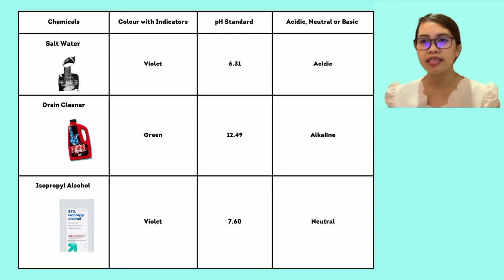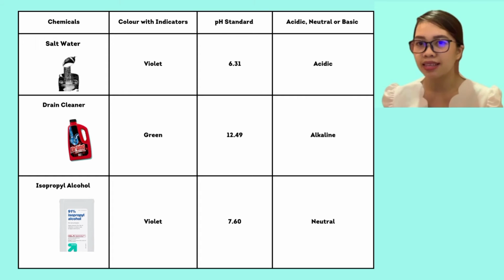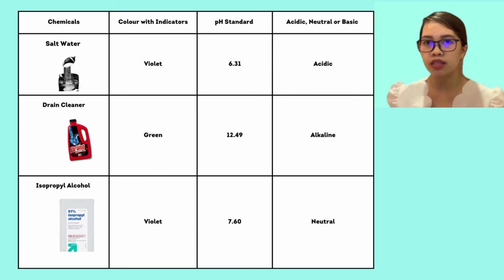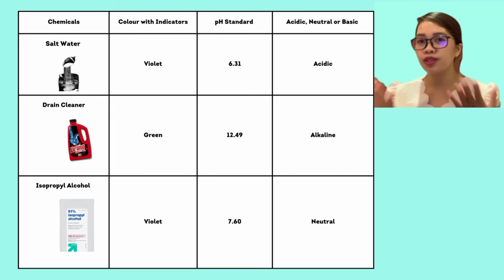The last one is isopropyl alcohol. The color with indicator is violet because the pH standard value is 7.60, and it was neutral.